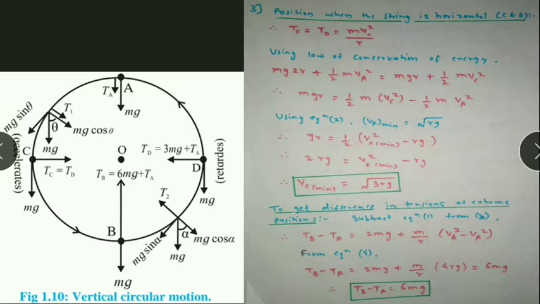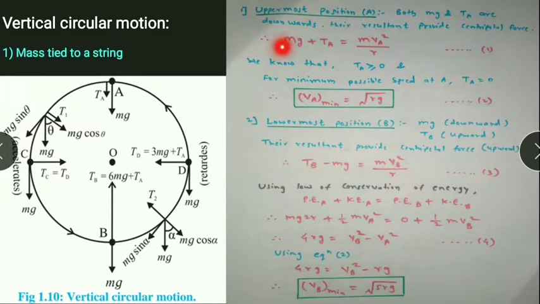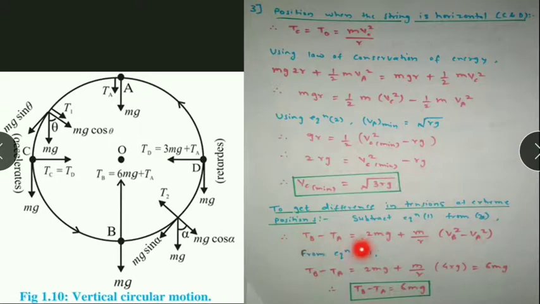Now, to get difference in tensions at extreme position, subtract equation number 1 from 2. So Tb minus Ta is equals to 2mg plus m upon r into Vb square minus Va square.